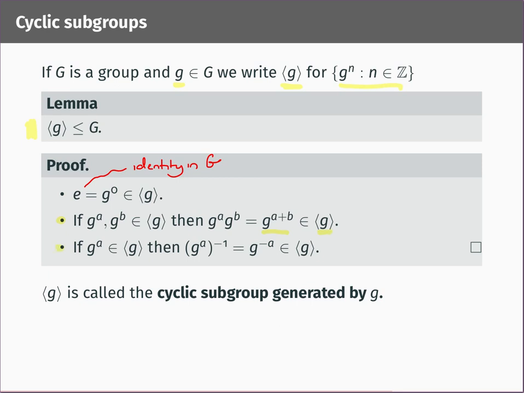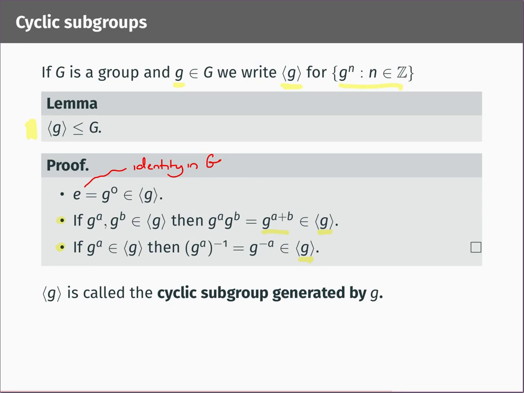And finally, if you take an element in the cyclic subgroup, g to the power a, then its inverse, as we saw when we introduced powers, is g to the minus a. But that's another integer power of g, so it's an element of the cyclic subgroup. So we've passed all 3 tests, and so the cyclic subgroup really is a subgroup.